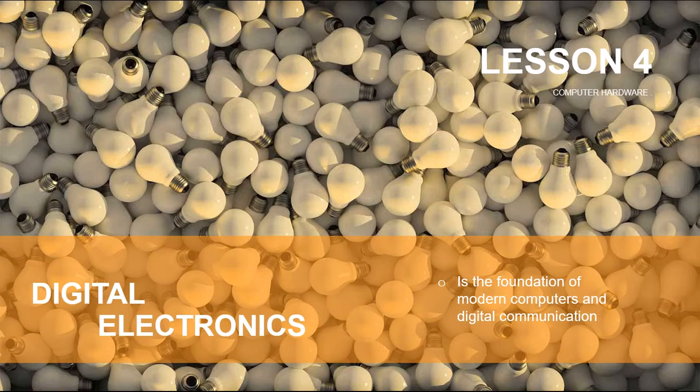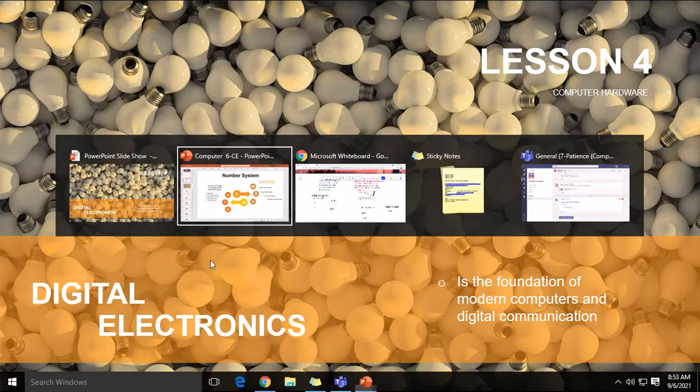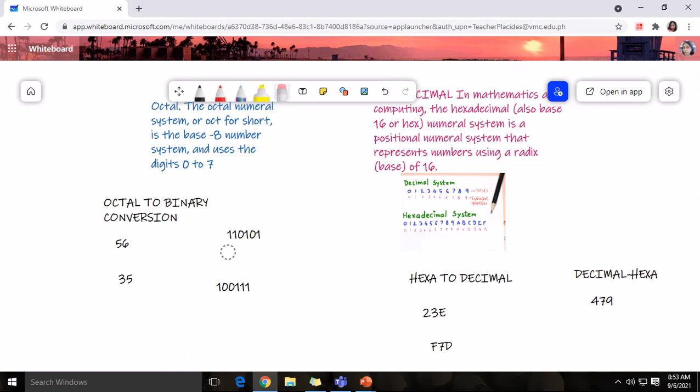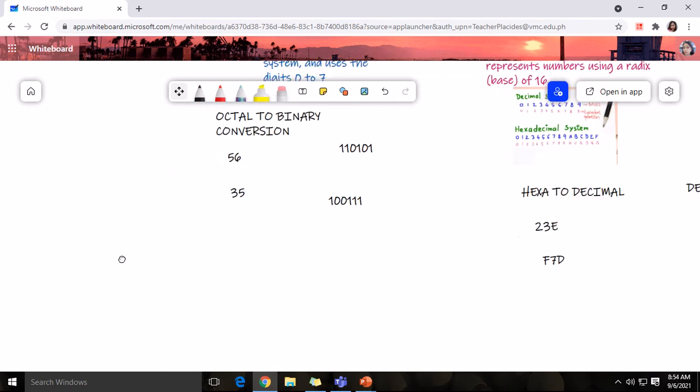So I have here the meaning of the octal number system. The octal numeral system, or oct for short, is the base 8 number system, and it uses digits 0 to 7. So here are the examples that I want to share.